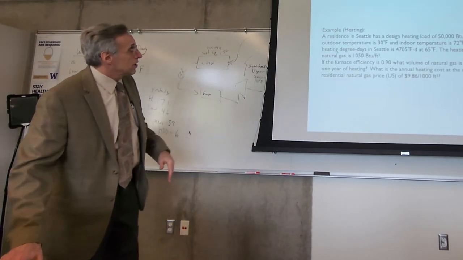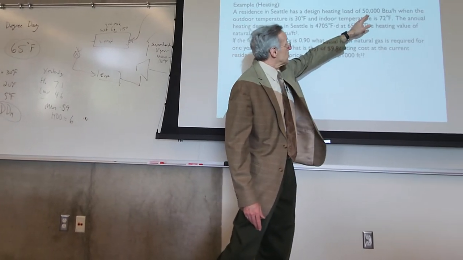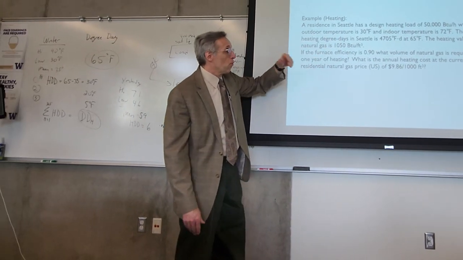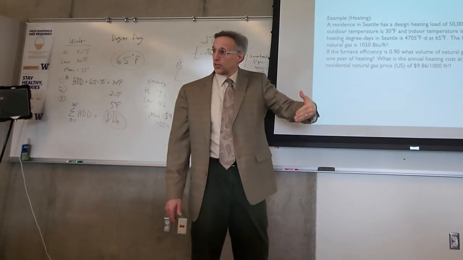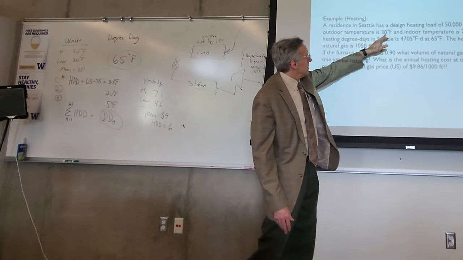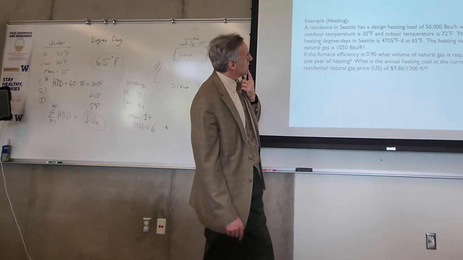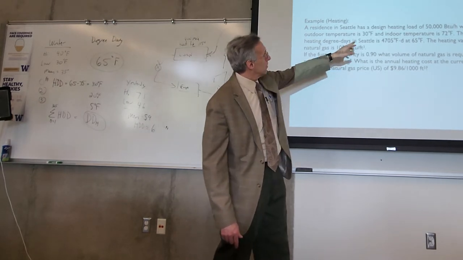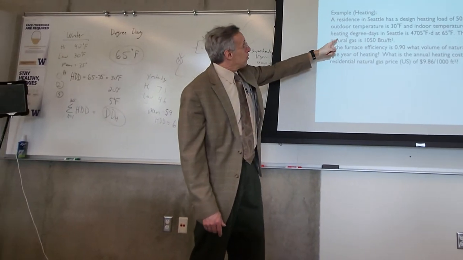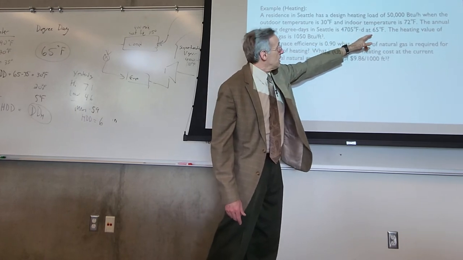So there's an example here for Seattle, where we have our design heating load. So this would be the sensible heating requirement for a typical winter day. Not a typical winter day, but the design day is the more extreme, like the 99% design. The outdoor is 30. That's not the extreme, because extreme would be lower. Anyway, so the indoor is 72. And then the annual heating degree days in Seattle, 4705 at 65 degrees.